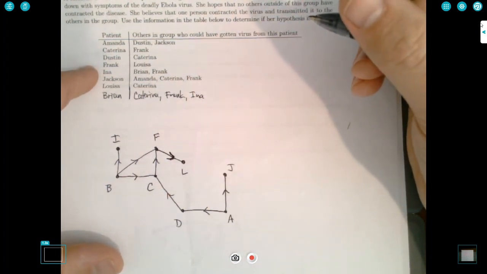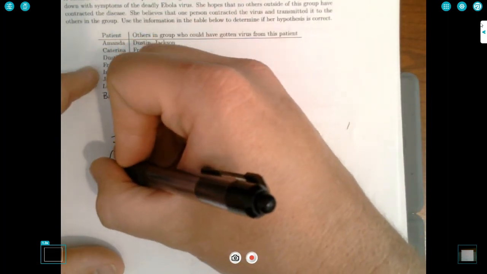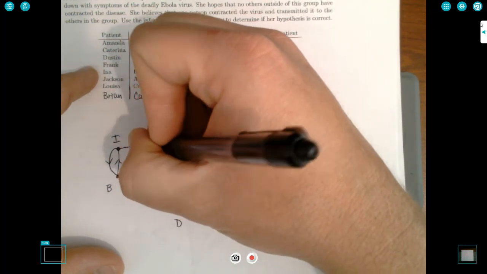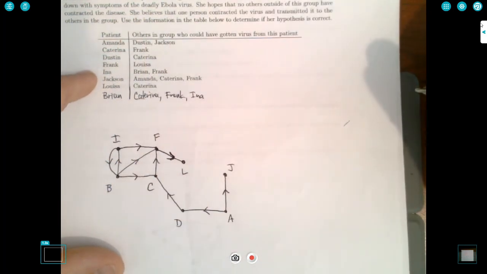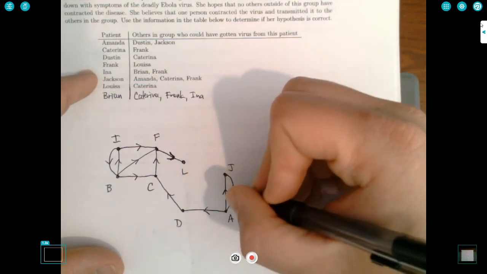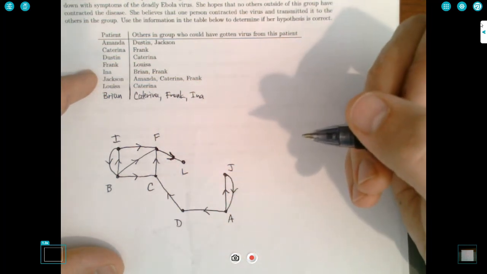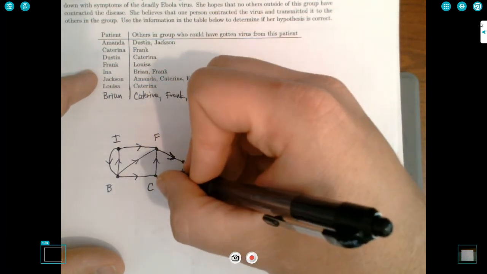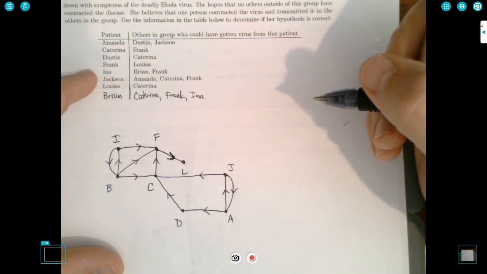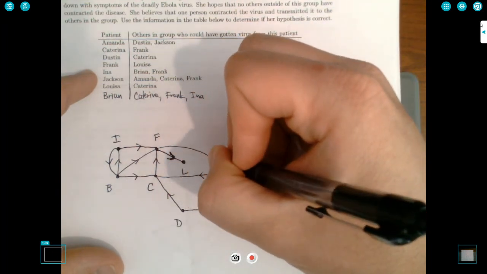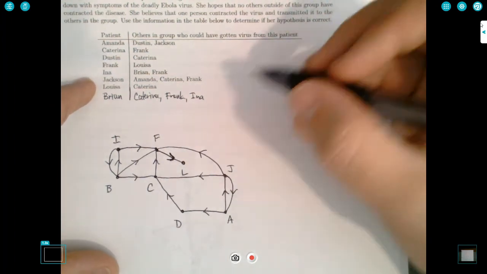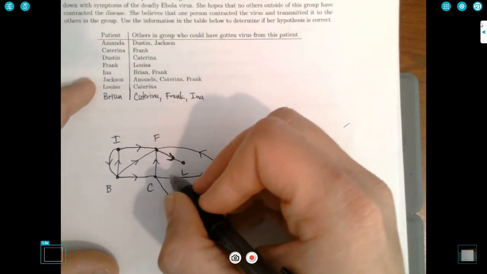Ina could have given the virus to either Brian or Frank. Jackson could have given the virus to Amanda or to Katerina, or to Frank. And Louisa could have given the virus to Katerina.